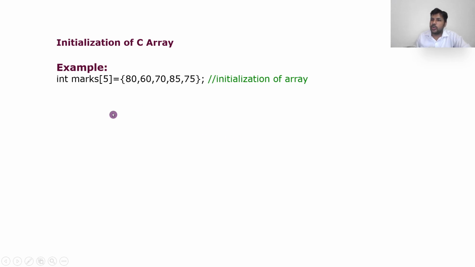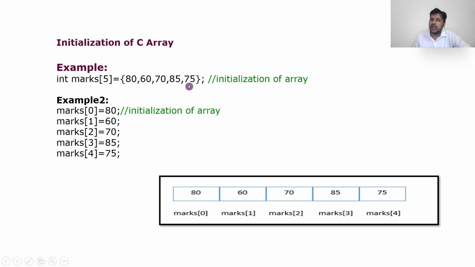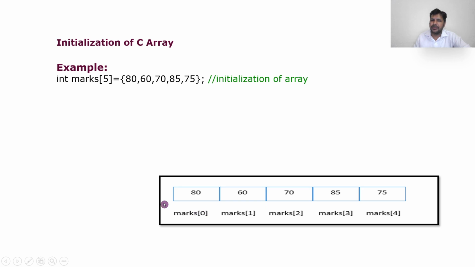Now let us see how to initialize the array. You can initialize in different ways. One of the ways: int marks[5], and directly you can write 80, 60, 70, 85, 75. Then automatically marks[0] is equal to 80, marks[1] is equal to 60, marks[2] is equal to 70, marks[3] is equal to 85, and marks[4] is equal to 75.